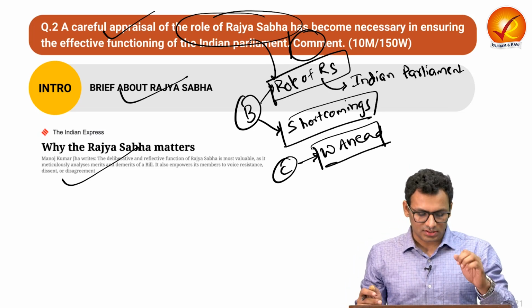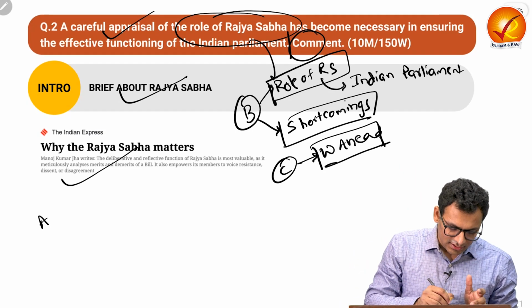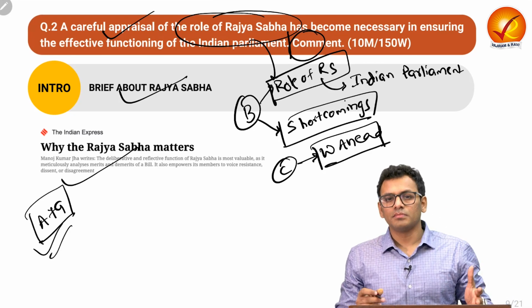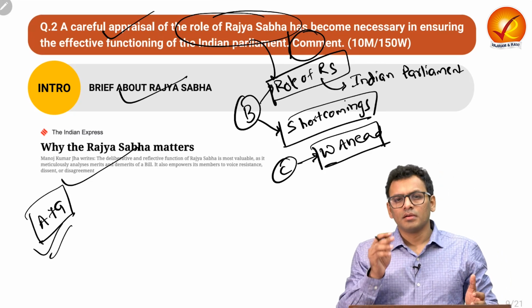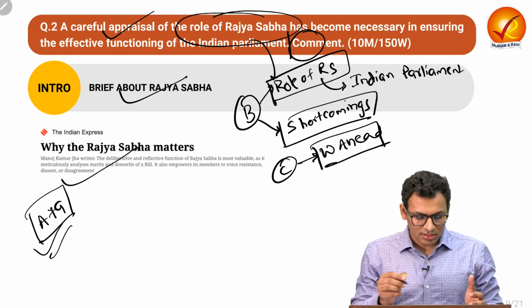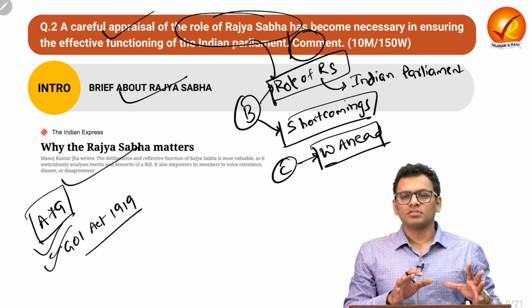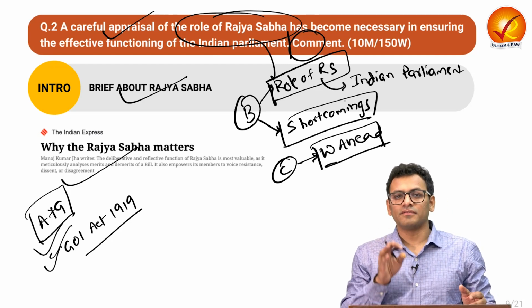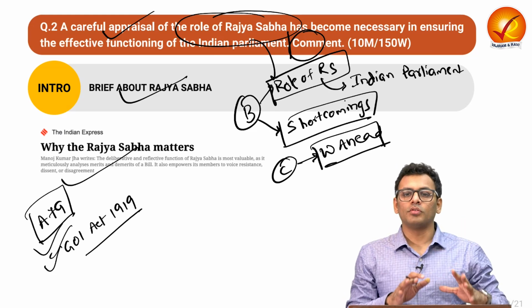Let us start with the introduction. In the introduction, you can briefly talk about Rajya Sabha. You can talk about how Article 79 says that Rajya Sabha is a crucial part of the Indian Parliament. You can also talk about the inception of Rajya Sabha based on the Government of India Act 1919. At the same time, you can talk about how Rajya Sabha is a reflection of Indian federalism and is also called the Council of State.